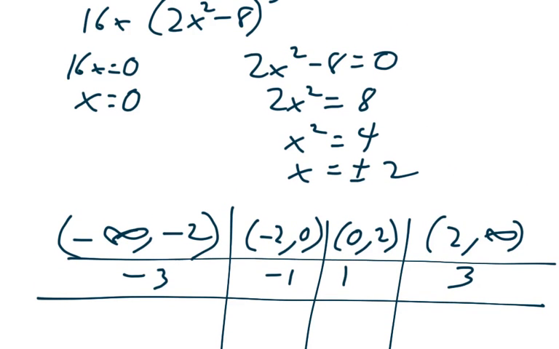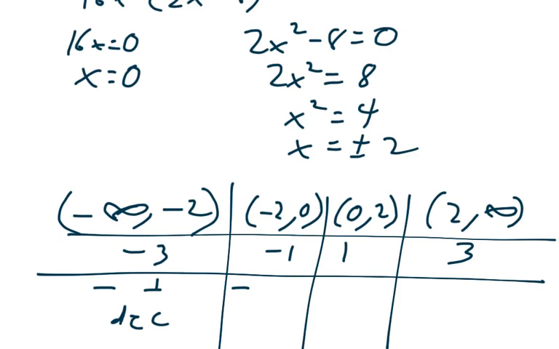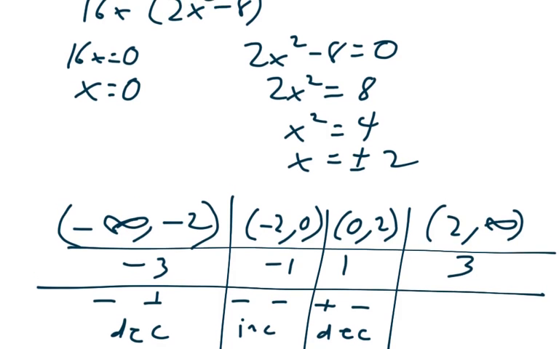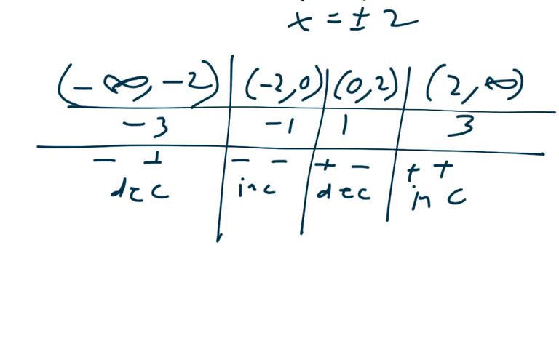And so when I plug in -3, this is a negative, and this is a positive, so we start out decreasing. When I plug in -1, we get a negative and a negative, which means we have something that is increasing. When I plug in 1, I get a positive times a negative, which is decreasing. And when I plug in 3, I get a positive times a positive, which is increasing.